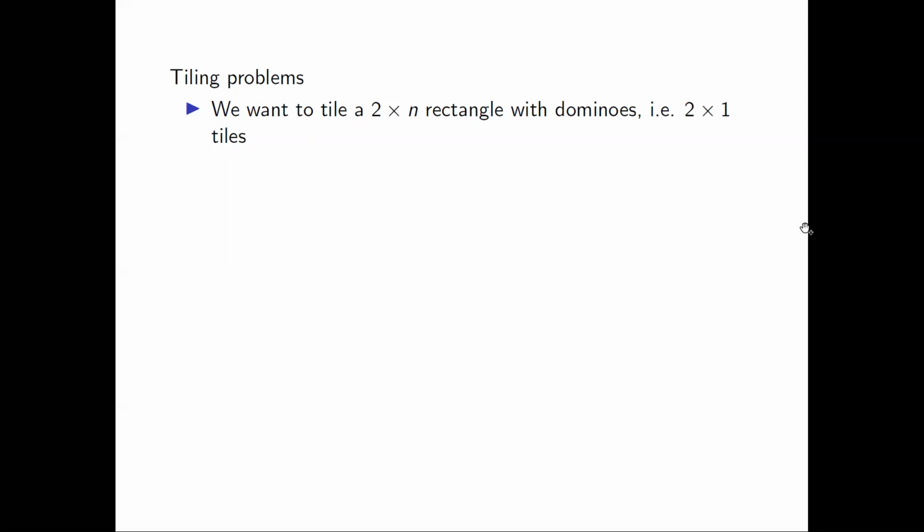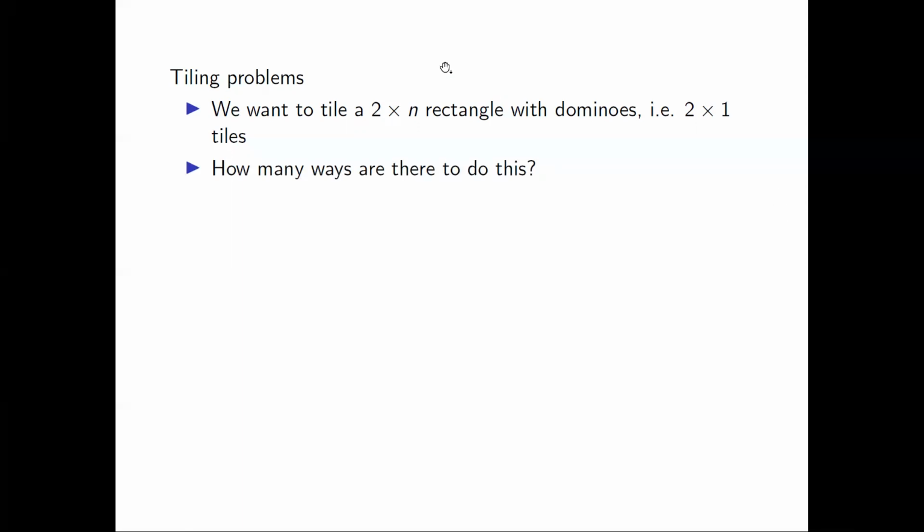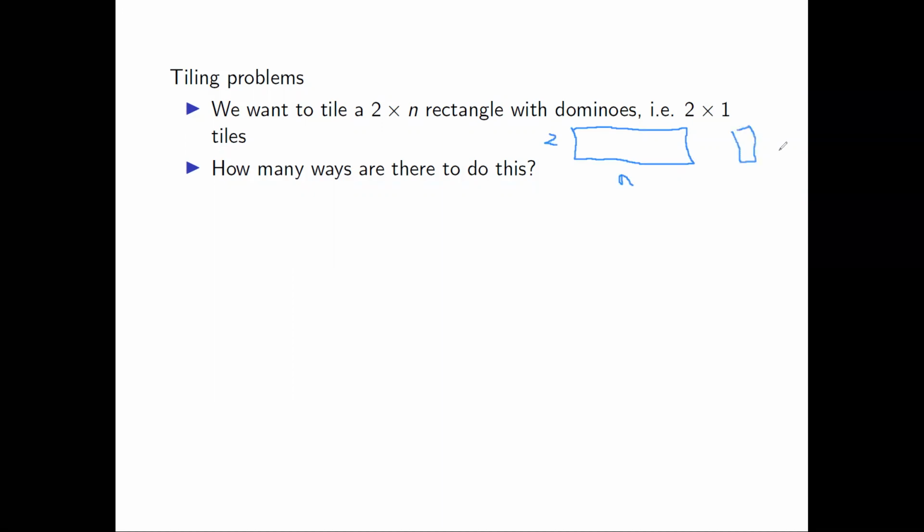And the question is, how many ways can we tile the 2 by n rectangle? So maybe I'll draw a little picture of it. There's our 2 by n rectangle for some n. Here are our tiles. They can be either direction. And we want to tile this with the 2 by 1 tiles, and find the number of ways we can do that.